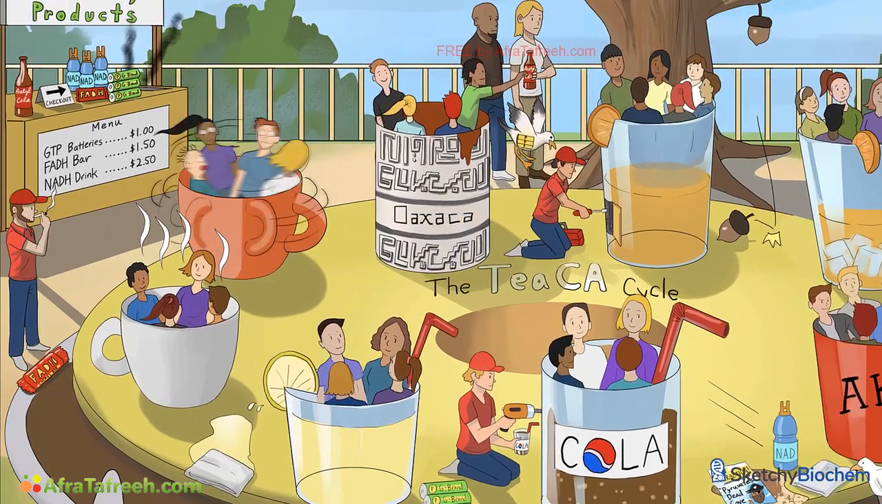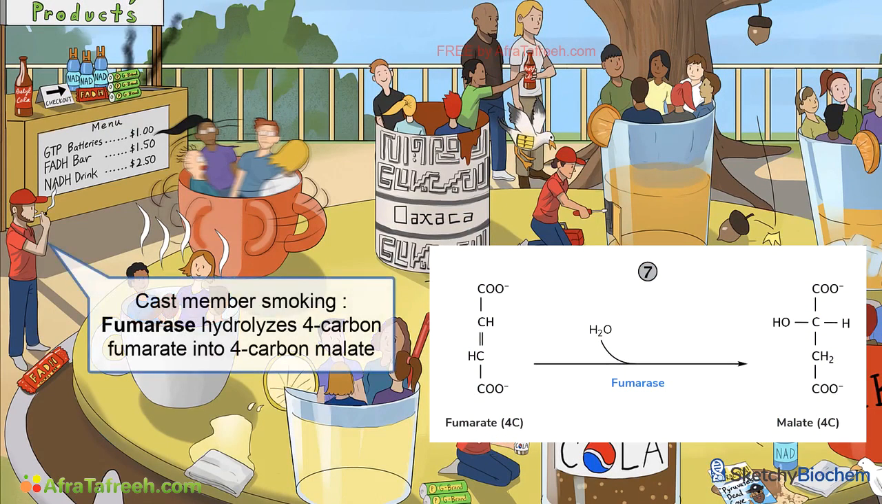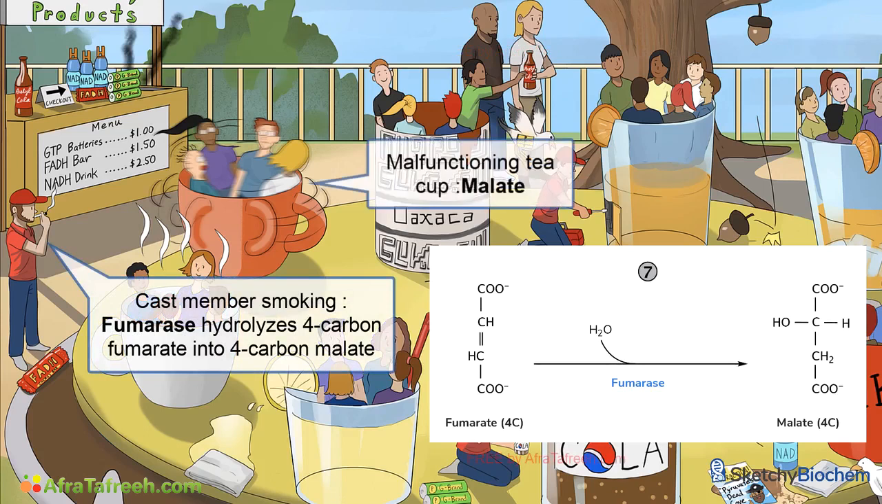Next to our fuming fumarase cup, there's a cast member taking a smoke break. He's probably had enough of the spills and killer seagulls. He's fumarase, which hydrolyzes 4-carbon fumarate into 4-carbon malate. He better watch out for that malfunctioning teacup spinning out of control, though. Malfunctioning for malate, that is. I am very concerned for these writers. But, oh well. Hold on to your pants, guys.